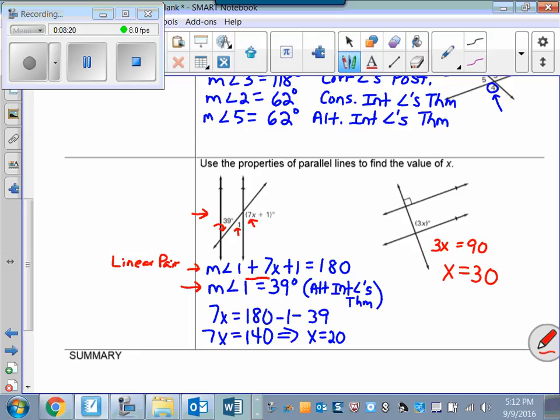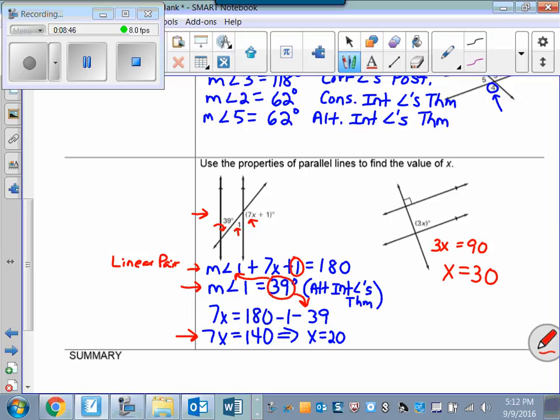39 in right here, and I kind of combined steps and then isolated my 7x, and I subtracted the 1 that was here, and I subtracted the 39, so they came to the other side. That gave me 7x equals 140, and then of course 7 into 140 goes 20, so x is 20.